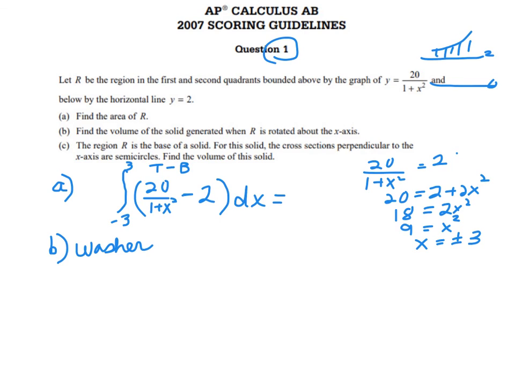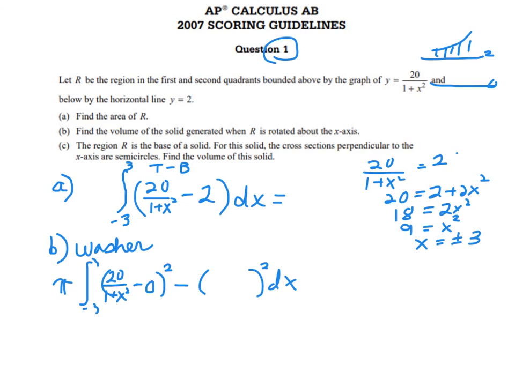So washer, you remember, looks like it's got a pi out front, negative 3 to 3. It's got an outer radius and an inner radius, dx. So that's the structure of a washer, okay? So the furthest away is going to be the y, so 20 over 1 plus x squared minus, and I'm rotating it around the x-axis, which is 0.